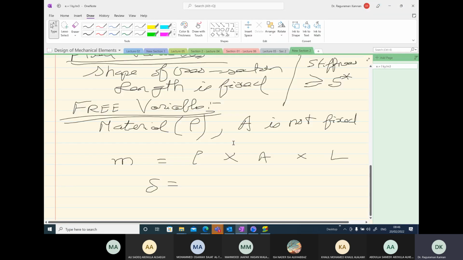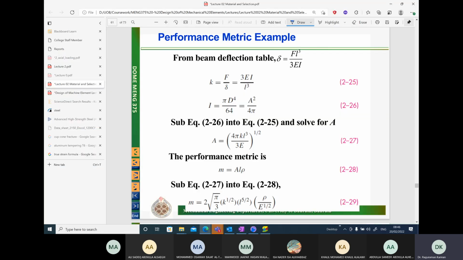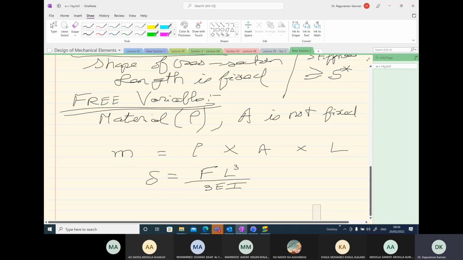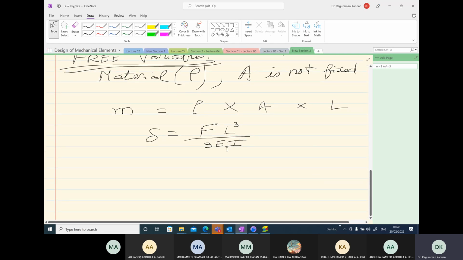End loaded. Since it is end loaded, that means we have a load F at the end of the cantilever beam, and the deflection is FL cube over 3EI. So that is the formula we are going to use. Okay. So if you look at this formula, we need an expression for I.